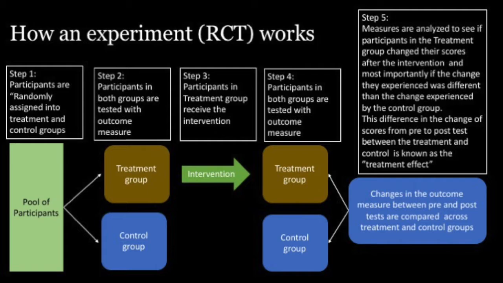Now, in the last stage of an experimental design, these changes in the outcome from pre to post are compared between groups, the treatment and the control group. If there is a difference between the treatment and the control group, and it's a positive difference, in other words, the treatment group had a better outcome than the control group, this difference is called the treatment effect. And it's attributed to the intervention. It cannot be attributed to any other variables or any other characteristics of the participants, because it was a random assignment into groups.